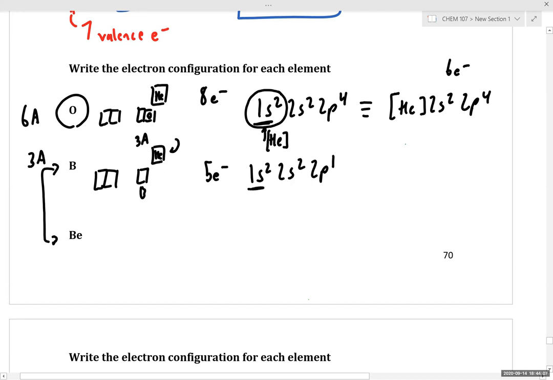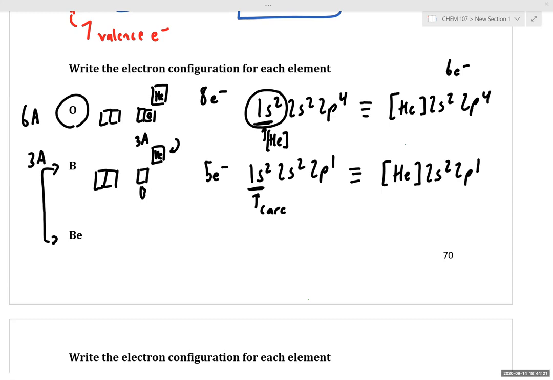So just like before, we can abbreviate these core electrons using the configuration for helium. And that gives us helium 2s2, 2p1. These abbreviated configurations really show their use when you're dealing with elements that have a large number of electrons. So once we've written out this abbreviated configuration, we just check and note that we have 3 electrons total.